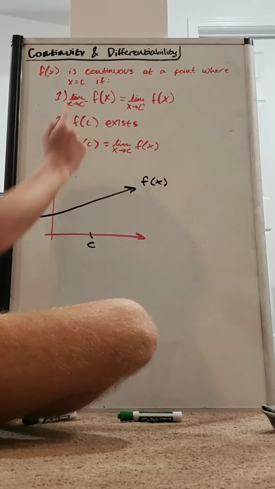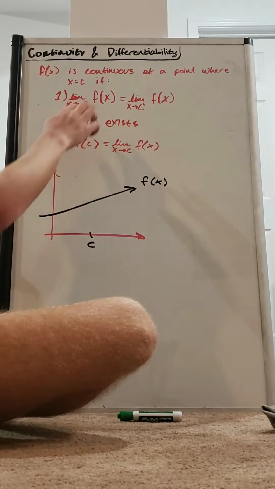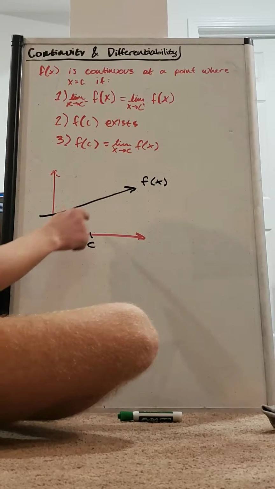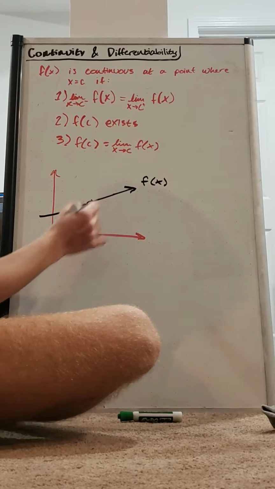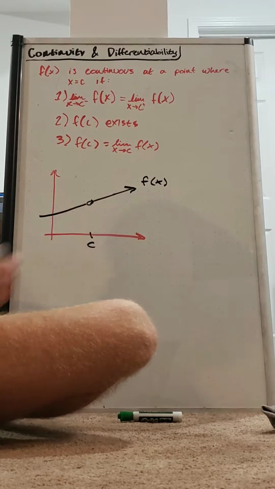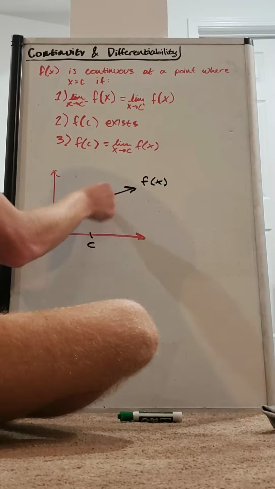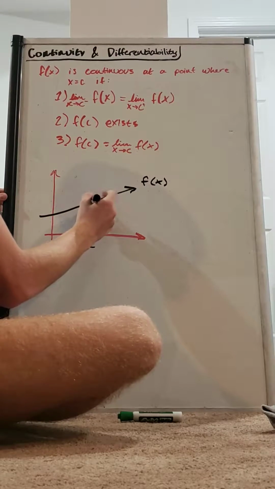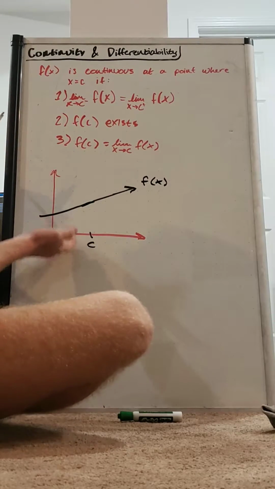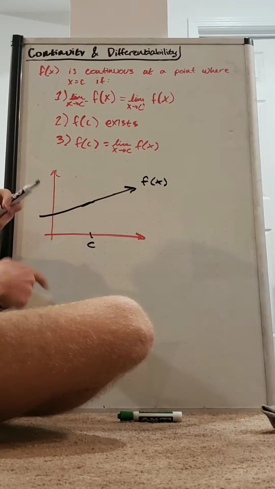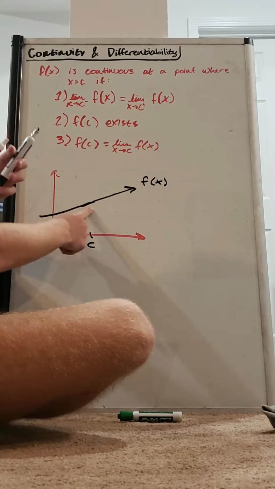Second off, f of c has to exist. And we might think that this condition takes care of that, but not necessarily, because we could have something like this, where we have a hole here. And we'll talk about that when we get to discontinuities. So we have to check if f of c exists at that point, or in other words, if the function has a value for that given x value. And we see it does, because at x equals c, there is a point on this line that exists.